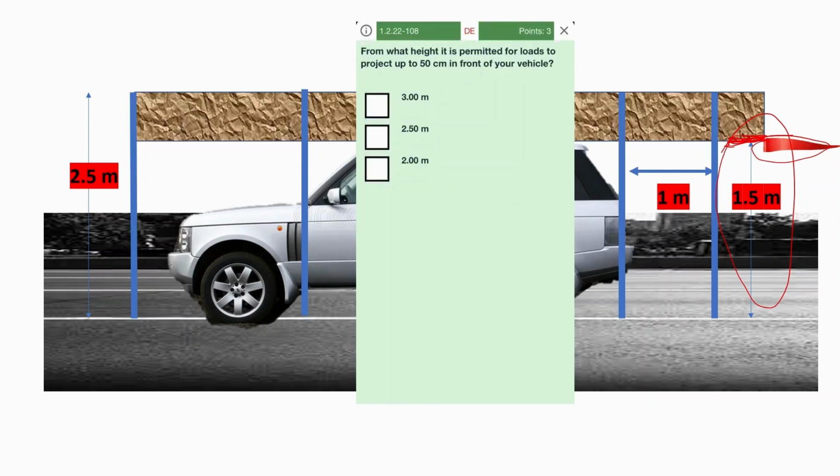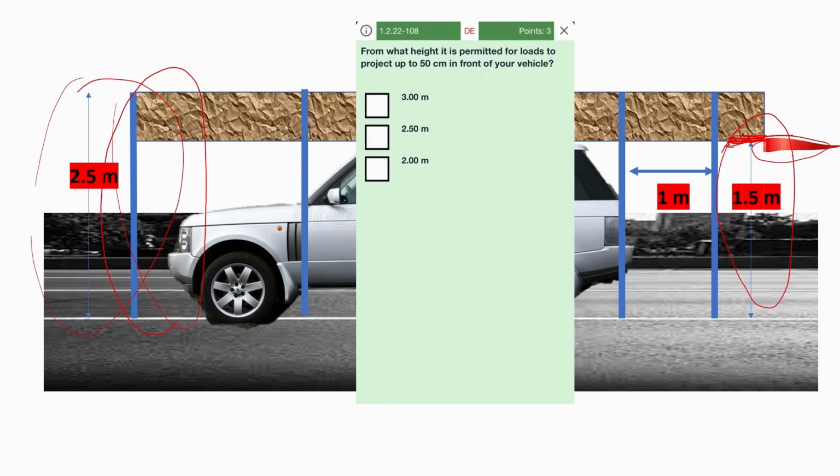From what height is it permitted for loads to project up to 50 centimeter in front of your vehicle? Okay, so in this case, as you can see, 2.5 meter. Okay, this is the height. This is the minimum height that is required for your loads to project in front of your vehicle.